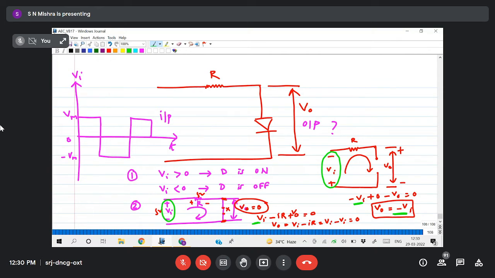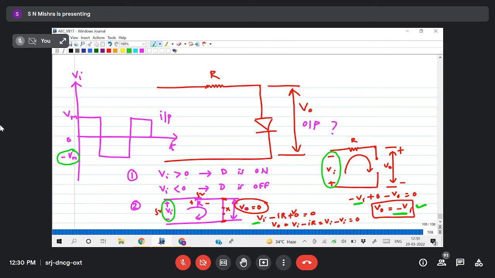Don't take reverse. Suppose the output you have got here is V naught equals minus Vi, and if I keep here minus Vi as minus of minus Vm, then it will be plus. Already I have taken the sign convention, so I need to take only the magnitude here. So in this condition, what should be my output?